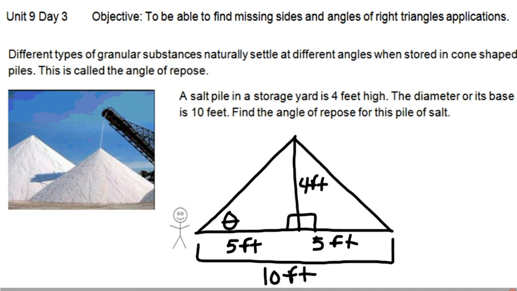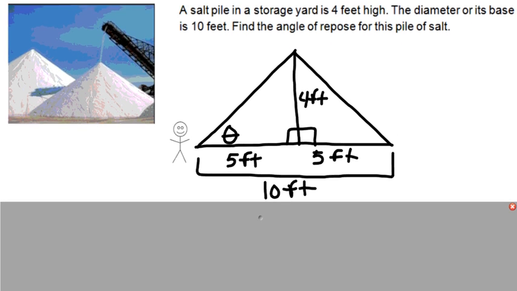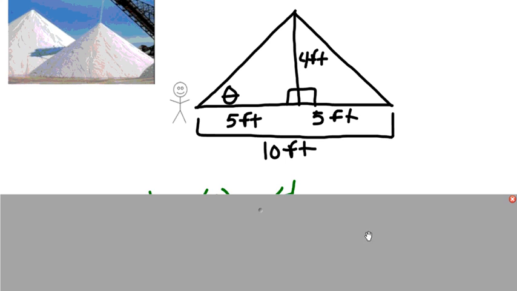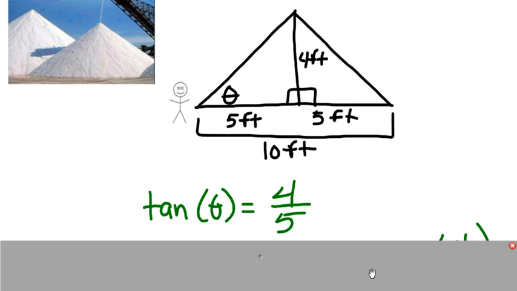So I can see I have 2 right triangles, and based on where I'm standing, I know an opposite, and I also know an adjacent. Well, by definition, opposite and adjacent would be the tangent. So the tangent of theta would be equal to 4/5. That's what I need to solve to find the angle of repose.